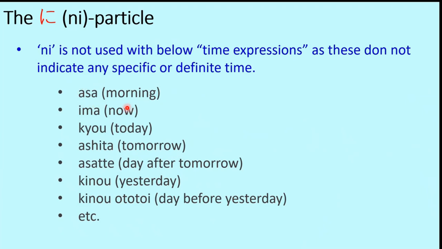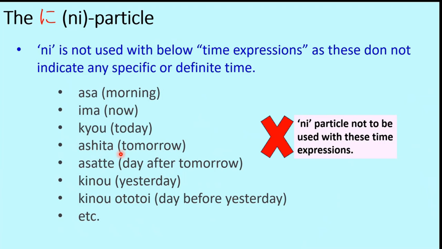We don't know what exact time of the morning it is, but it is morning. Similarly, ashita, tomorrow, has no specific time of tomorrow. It may be any time during tomorrow. So in this case, we do not use the ni particle in this sentence. If a specific or exact time is not mentioned, for example rokuji or rokujihan, and it's only ashita or asatte or kyo, then we do not use the ni particle with these time expressions. So these are called time expressions.